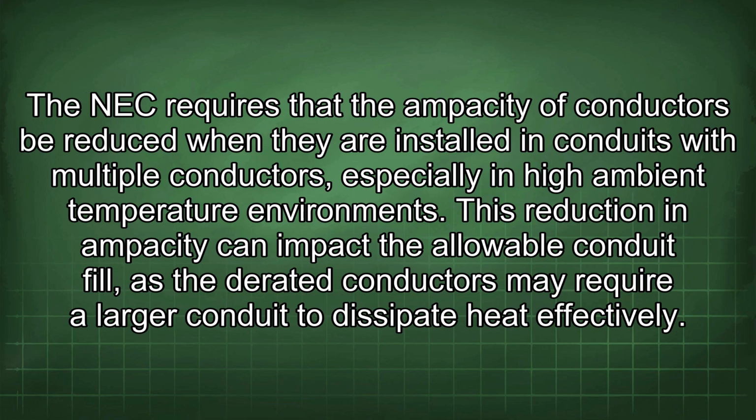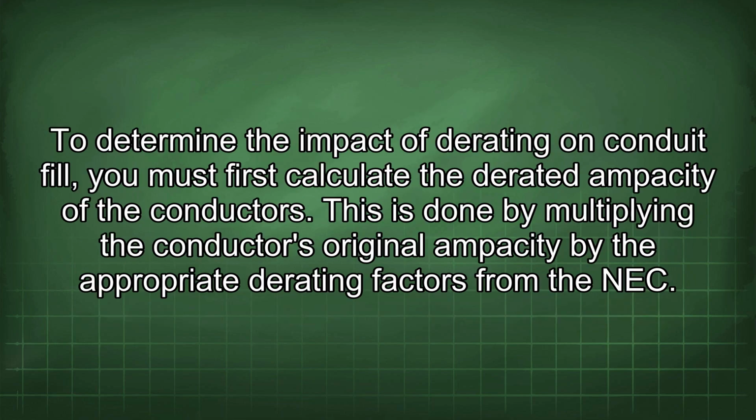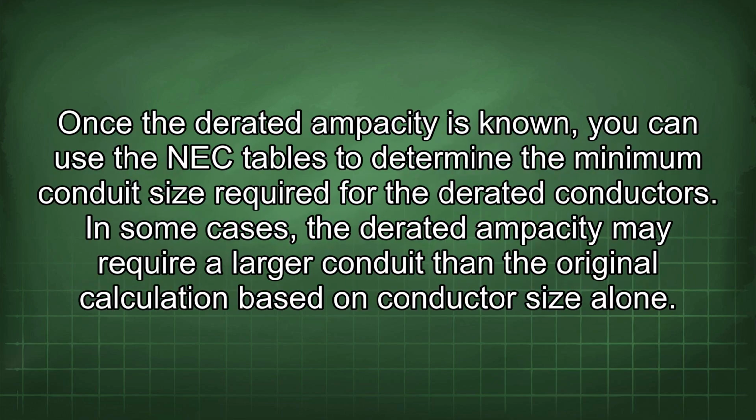To determine the impact of derating on conduit fill, you must first calculate the derated ampacity of the conductors. This is done by multiplying the conductor's original ampacity by the appropriate derating factors from the NEC. Once the derated ampacity is known, you can use the NEC tables to determine the minimum conduit size required for the derated conductors. In some cases, the derated ampacity may require a larger conduit than the original calculation based on conductor size alone.